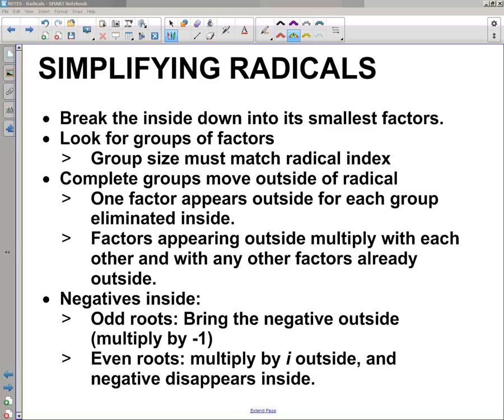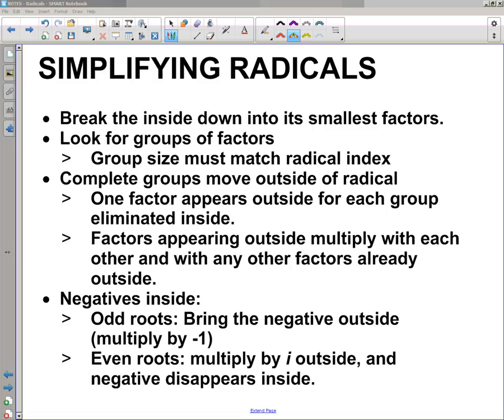Now you're going to see sometimes negatives on the inside of radicals, and what you do with that depends on whether it's an even root or an odd root. Square roots would be even roots, and so are fourth roots and sixth roots and so on. If you see a negative appear on the inside of an even root, then you're going to end up with an i appearing on the outside. However, with a negative inside of an odd root, like a cube root or a fifth root or a seventh root, you can just bring those negatives right onto the outside. If there's stuff already outside, then just multiply what's out there by a negative 1.